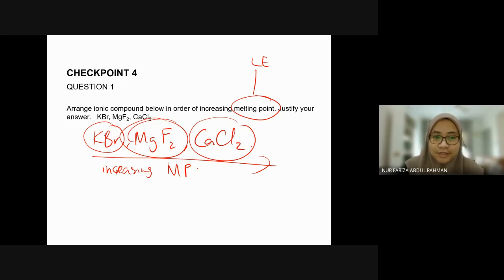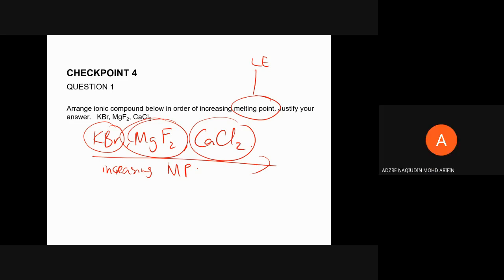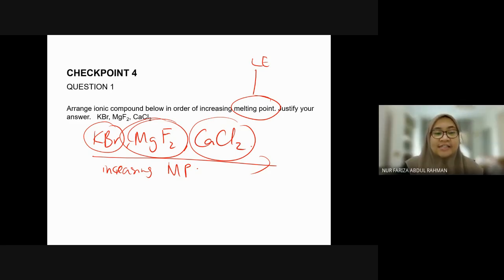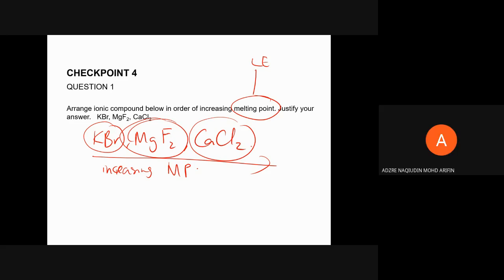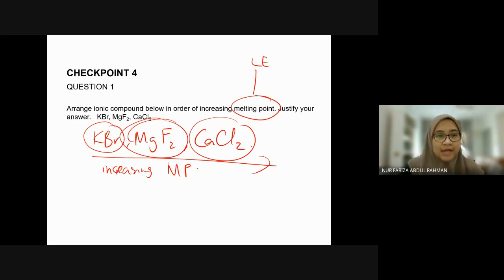But again, how do you decide that KBr has the lowest lattice energy? There must be a reason for that, right? So how do you get that KBr has the lowest energy? The charge. Yes, okay, it's because of the charge. The obvious one would be the charge.